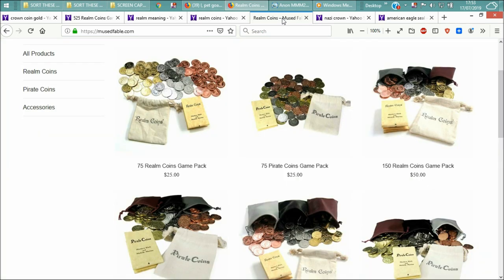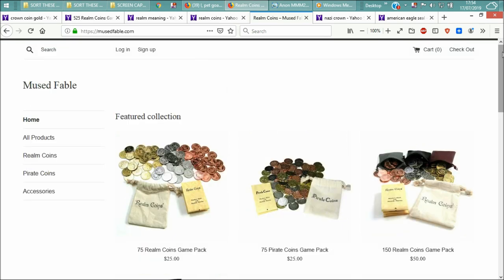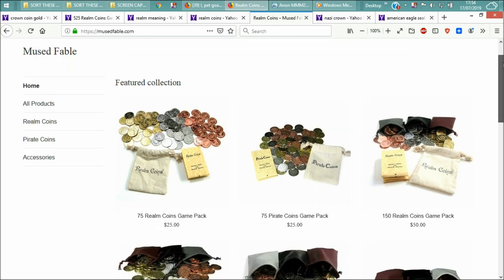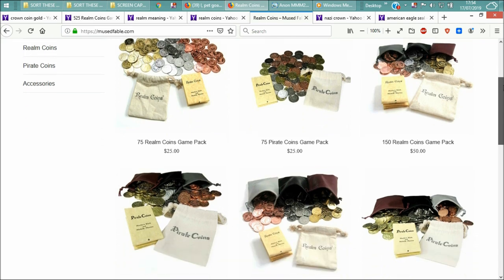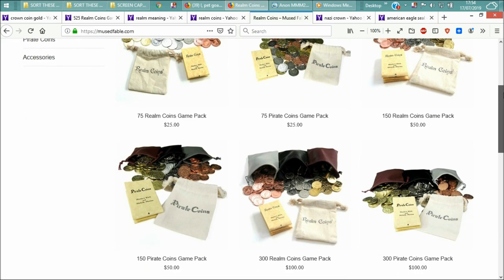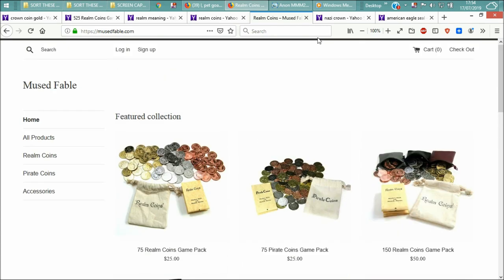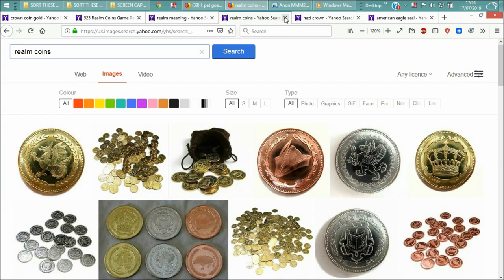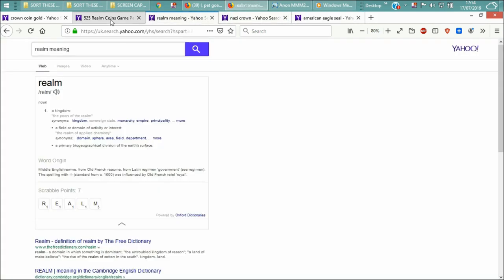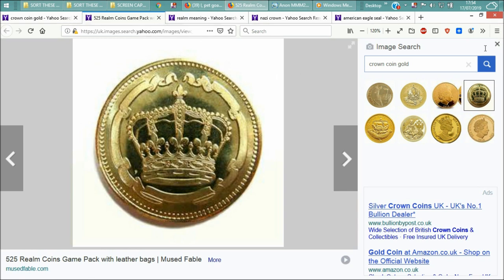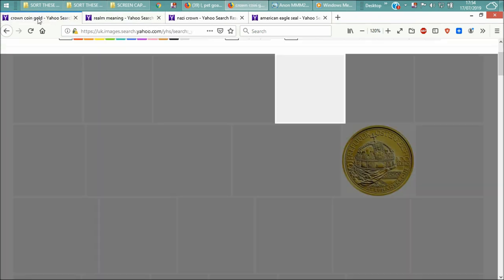here they are. Eventually, I'm not really promoting this because it didn't really make much sense unless they're actually worth more than you're buying them for. But I think they're actually toys. They got pirate coins game pack. Okay, so that's the crown. Okay, realm coins. Just different styles, realm meaning, we've done that. Realm coins. And we got down to the crown gold. Okay.